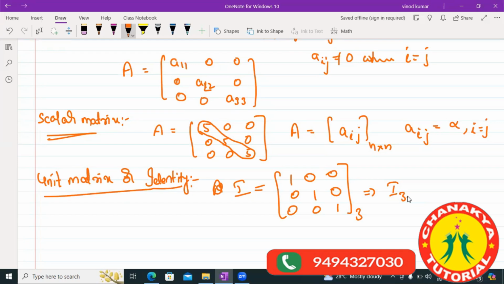Why? Because here 1 is there, and in a 4 by 4 unit matrix also 1 is there. That is a scalar matrix. But in a scalar matrix, not only 1, we can have 2, 3, 4, 5, 6, etc. So every scalar matrix need not be a unit matrix, but every unit matrix is a scalar. And every scalar matrix need not be a diagonal matrix, but every diagonal matrix is a scalar.